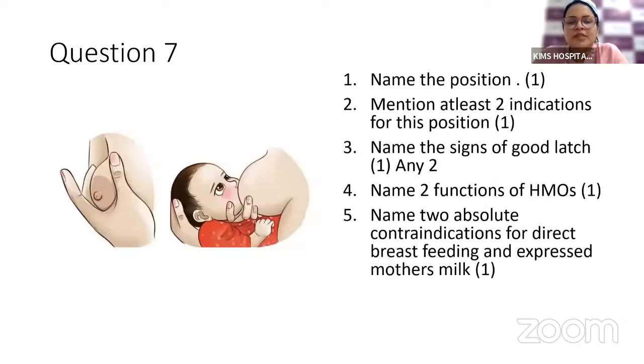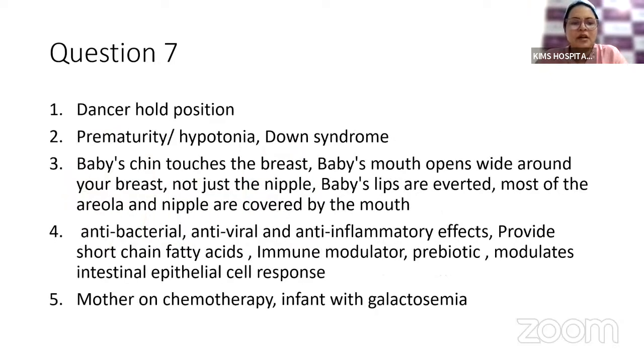We also should remember the signs of good positioning, which include the baby's whole body being well supported. The head and the body are aligned in a single line. The baby's body must be turned towards the mother, and baby's abdomen should be touching the mother's abdomen. These are the 4 signs of good positioning. Now, when it comes to breast milk components, there is a lot of buzz now about HMOs, which are human milk oligosaccharides.